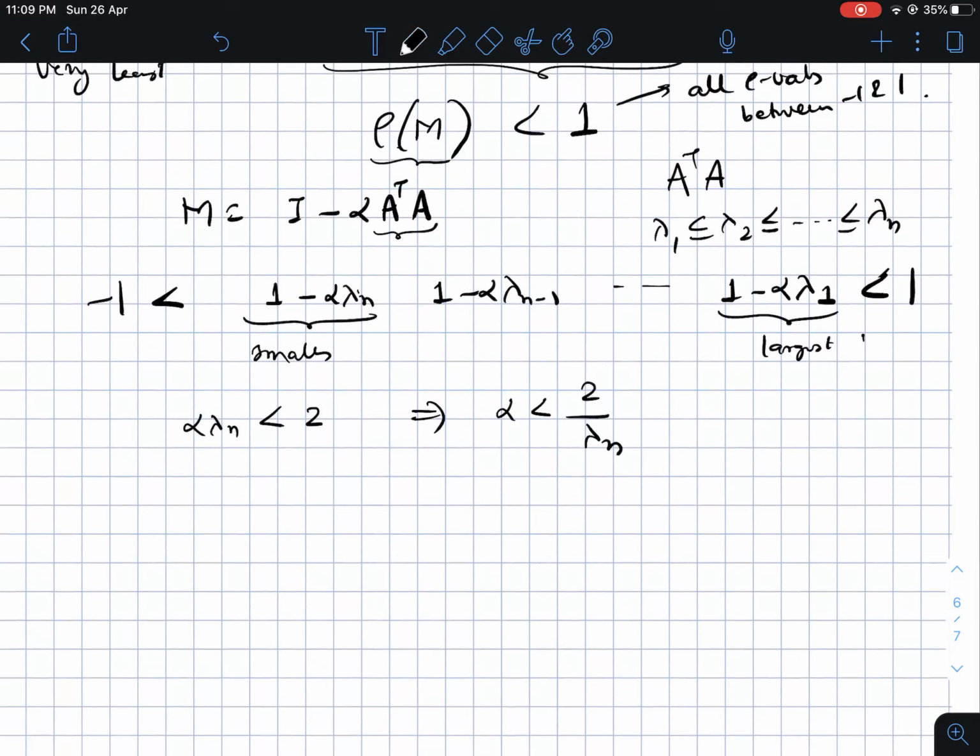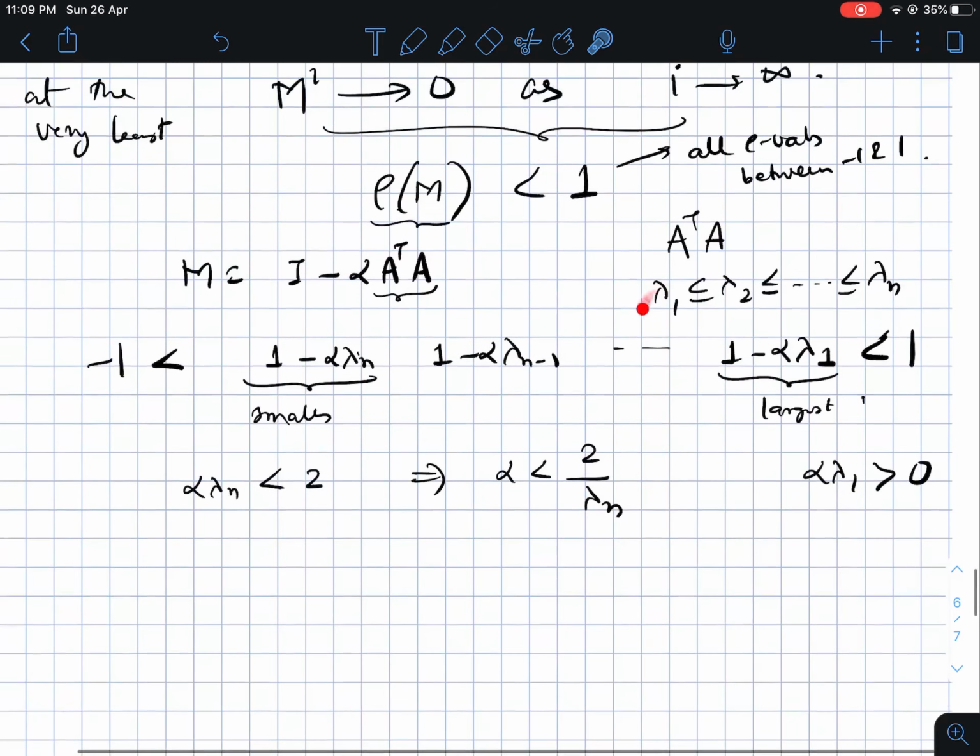And this one, if you look at the next term over here, that just says that alpha lambda 1 must be bigger than 0. But that's true anyway, right? Alpha is a positive number, so step size, and lambda 1 is also positive. Why is lambda 1 positive? Because we are assuming this is first of all a gram matrix, so all its eigenvalues are going to be non-negative, and I'm assuming it's full rank. A is full column rank, right? So this whole thing is going to be full rank, so lambda 1 will be positive.